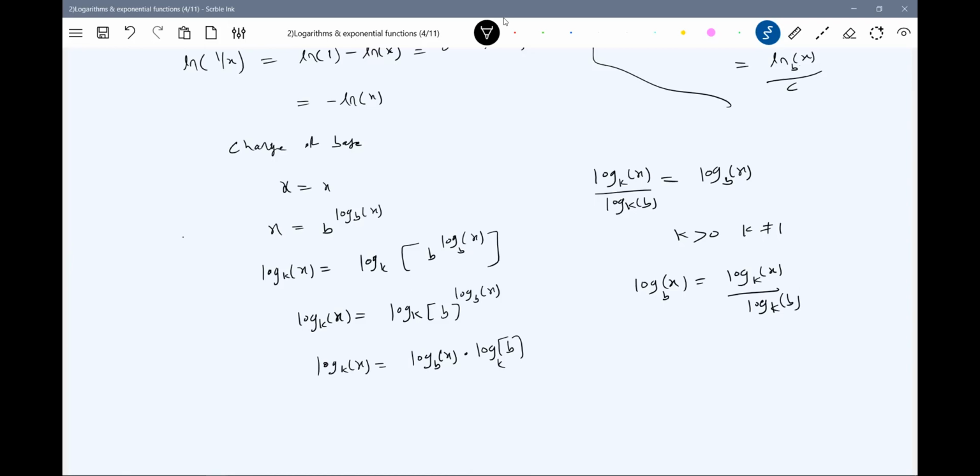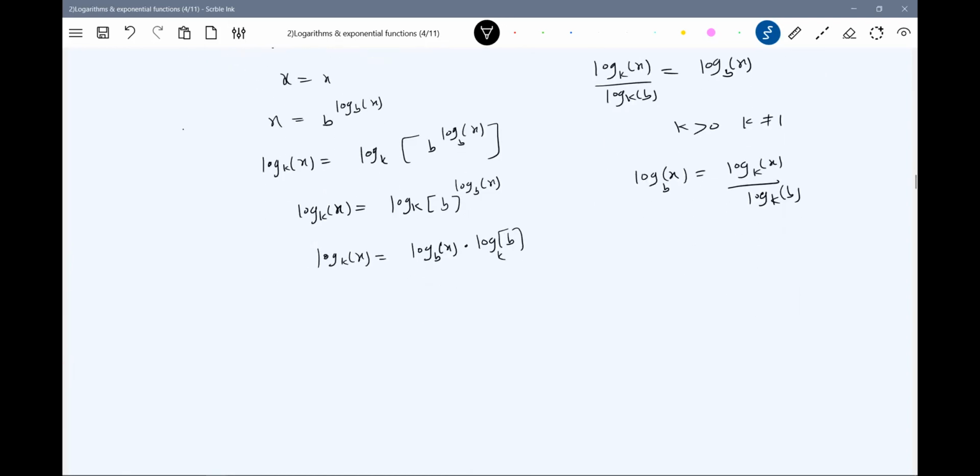What is the advantage of this? So suppose, let's proceed here, like how to simplify log x to the base 4. We'll take one example.